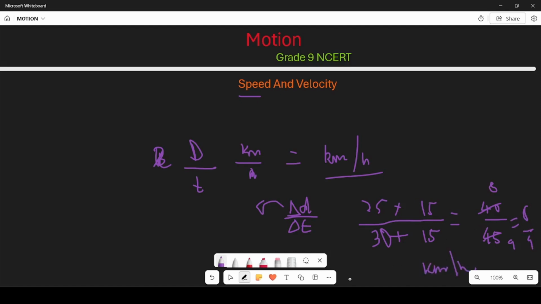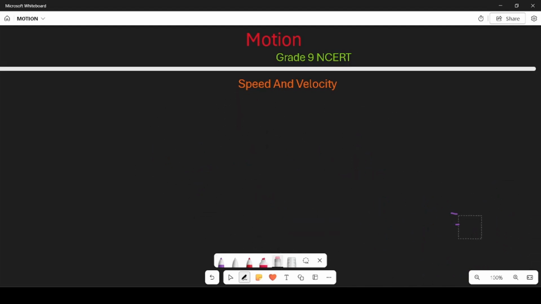So that's how you can calculate the speed of an object. But what actually is speed? Speed is the rate of change of motion, or the rate of change of distance. How can you measure motion? That's what you use speed for. You can use velocity also, but velocity is speed plus direction.